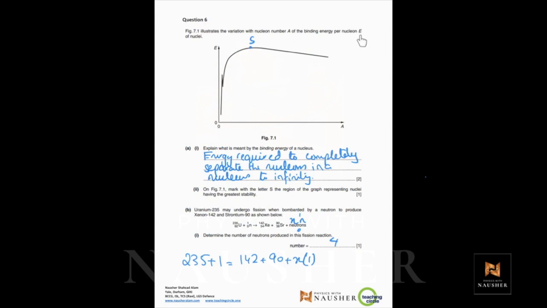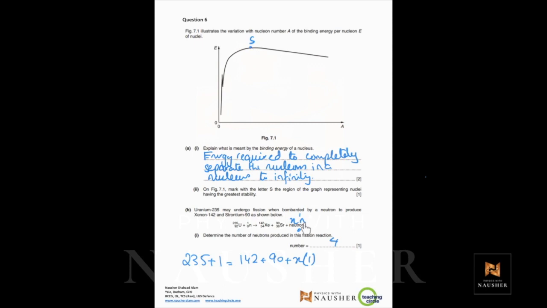Next, you have radioactivity, binding energy per nucleon versus mass number. This is the most stable point. This is iron 56 over here. What is meant by binding energy? Energy required to completely separate the nucleons in a nucleus to infinity. And then you have to mark the most stable.